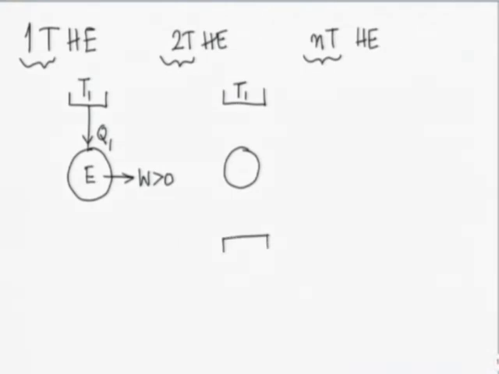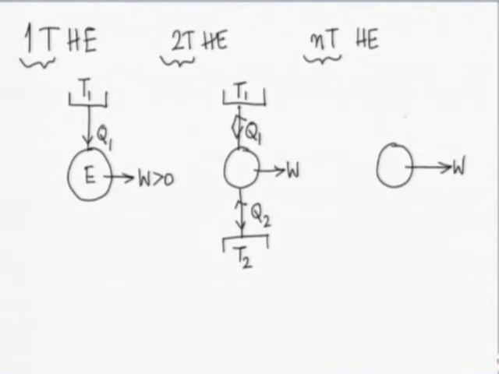T1, T2. Work must be greater than 0. I will not write it every time, but that will be assumed. This is Q1, and Q2 could either be like this or like this. Any one of them could be in and out. Here it has to be in. Here it could be in and out. This is a 2T heat engine. And an NT heat engine will be one which produces work and interacts with T1, T2, a number of them, Tn.